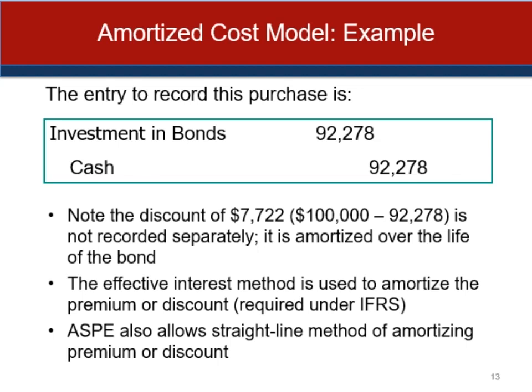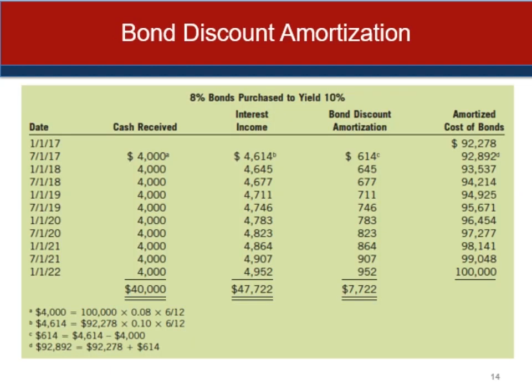ASPE allows us to use a straight line method of amortizing the premium or discount, in which case we would take this discount of 7,722 and amortize it over the 5 years of life of the bond. We're increasing the asset value, so that's going to be a debit to the asset. We'll be crediting the interest revenue in this case, because we own the bond. We paid for it. It's our investment. So the money coming in from the bond would be interest being earned. Okay, so the bond amortization looks like this.